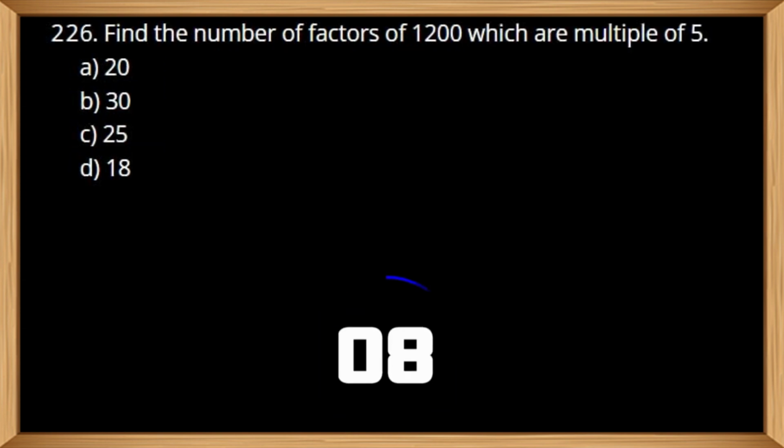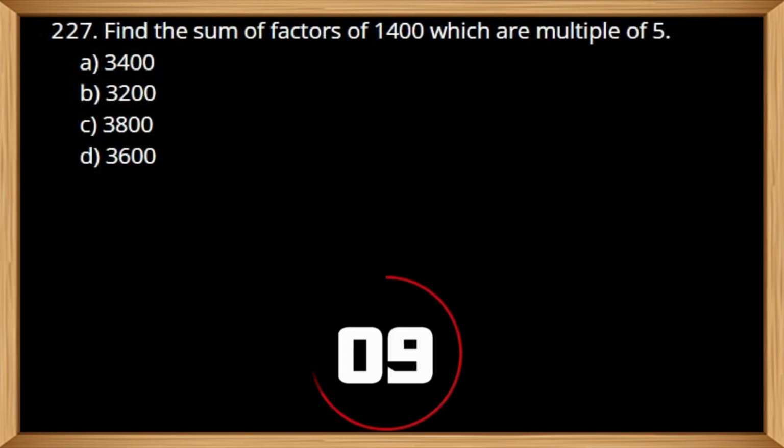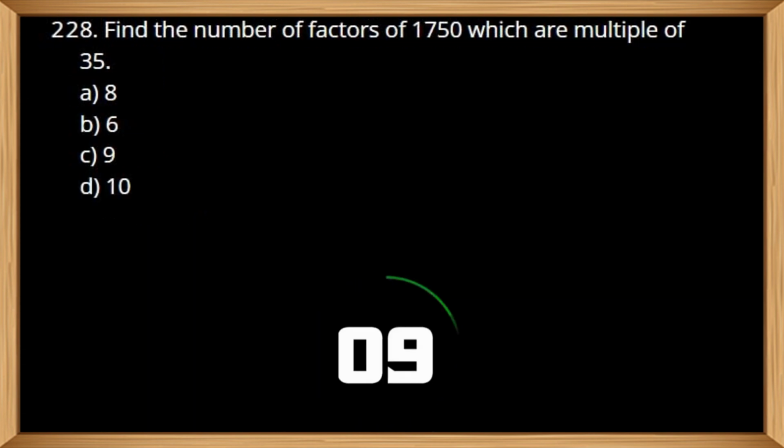Find the sum of factors of 1200 which are multiples of 5. Option A, 20. Find the sum of factors of 1400 which are multiples of 5. Option D, 3600.